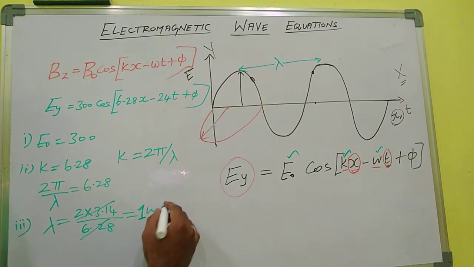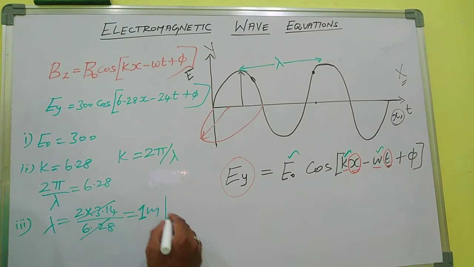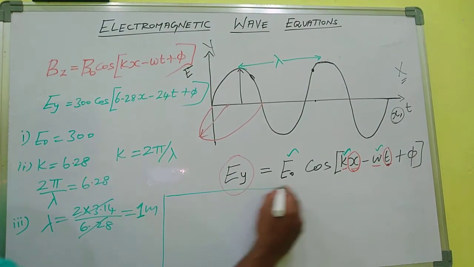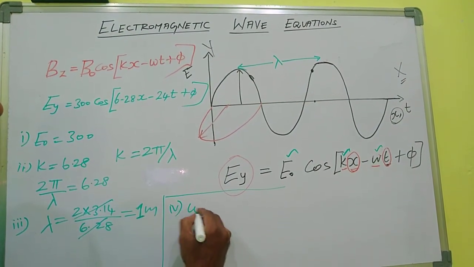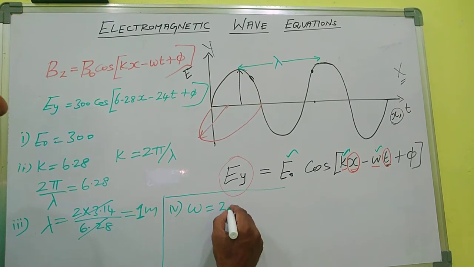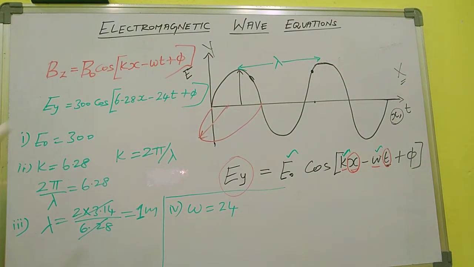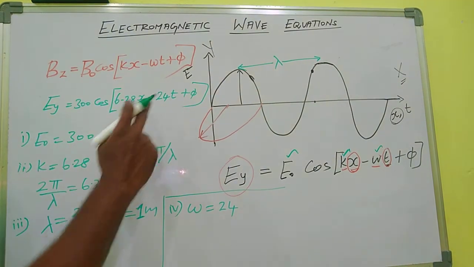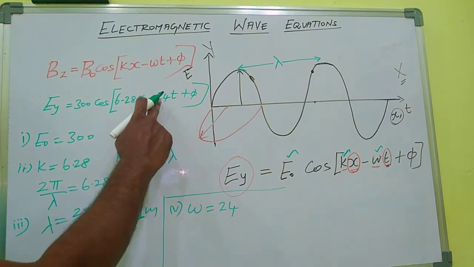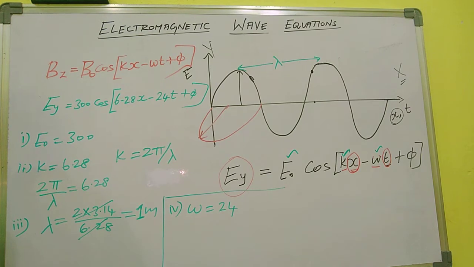The fourth one is omega. What is the value of omega here? Omega is the angular frequency, which is equal to 24. Because it is omega t, here 24t. So in the place of omega, 24 is given. So omega is 24 here.